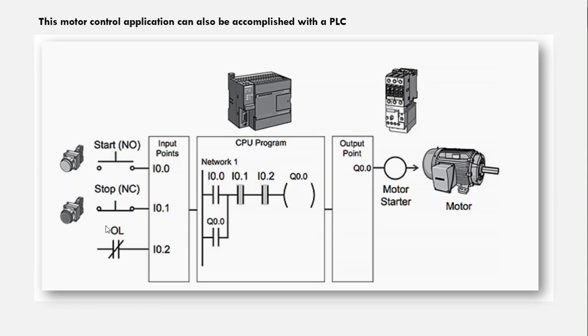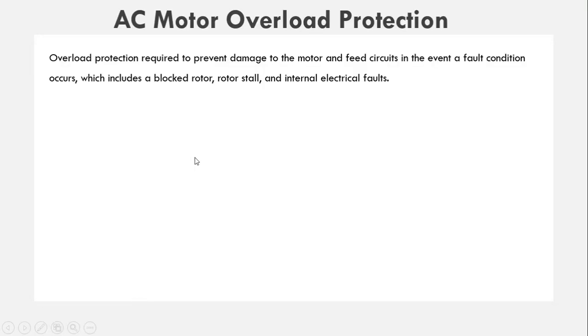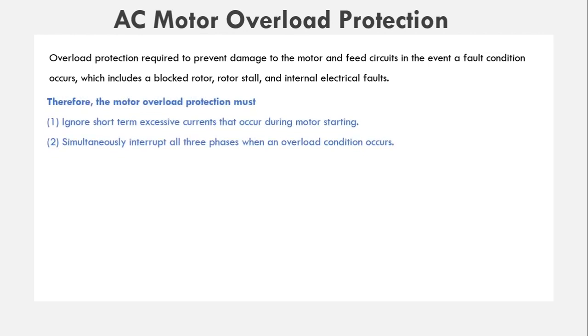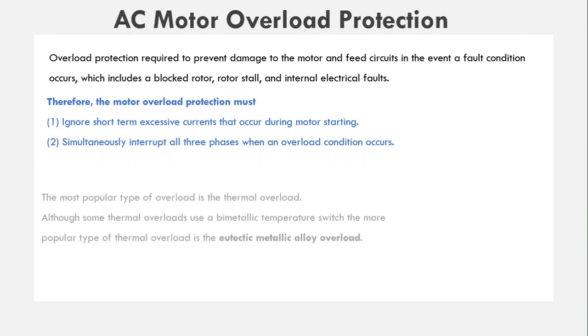Let us understand how this overload protection works. Overload protection is required to prevent damage to the motor and the feed circuit in the event a fault condition occurs, which includes a blocked rotor, rotor stall and internal electrical faults. Therefore, the motor overload protection must ignore the short-term excessive current that occurs during motor starting, and simultaneously interrupt all three phases when an overload condition occurs.